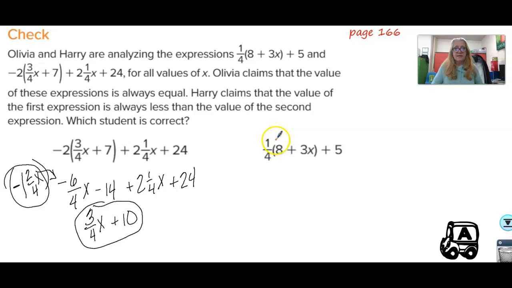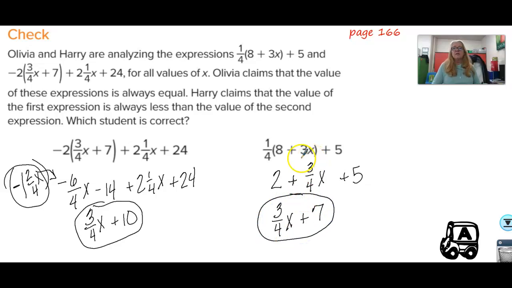What about the right-hand side? 1/4 times 8. What is 8 divided by 4? 2. 1/4 of 8 is 2. 1/4 times 3x is, get this, and it's positive, 3/4 x plus 5. All right? So we combine like terms, the 5 and the 2, and we get 3/4 x plus 7.